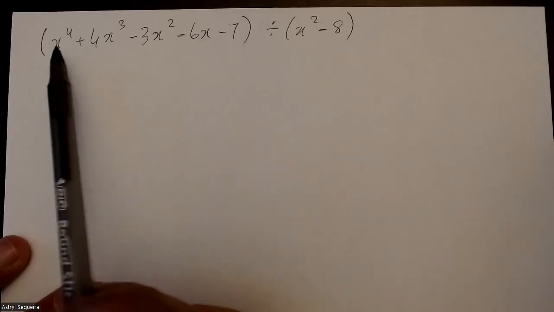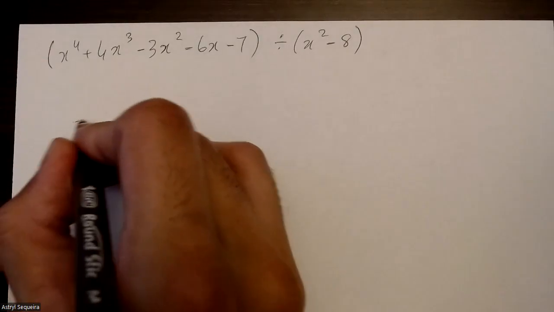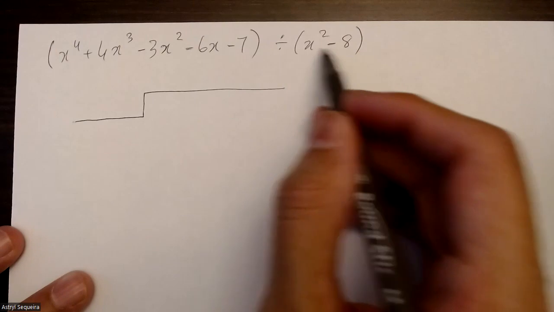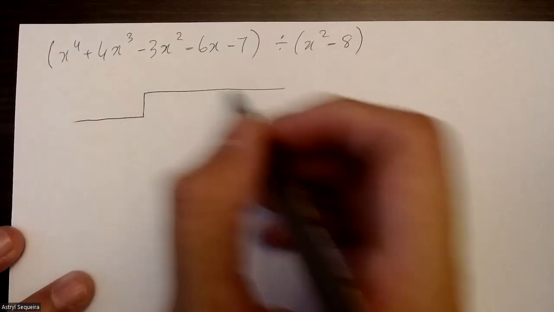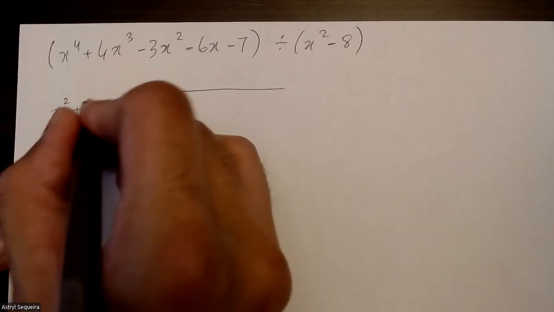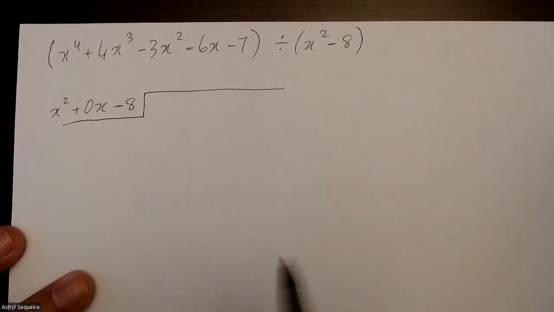All right, so I want to divide this polynomial function by this one using long division. When I set this up, one thing you want to do is include the x term, which is missing over here. You want to always include missing terms anywhere. So I'm going to write this as x squared plus 0x minus 8. This is going to make it a lot easier to divide.